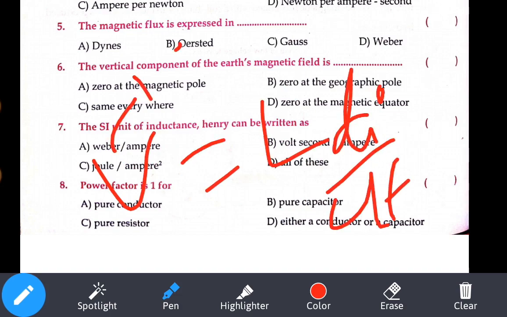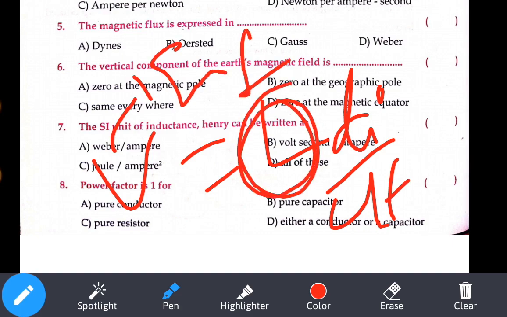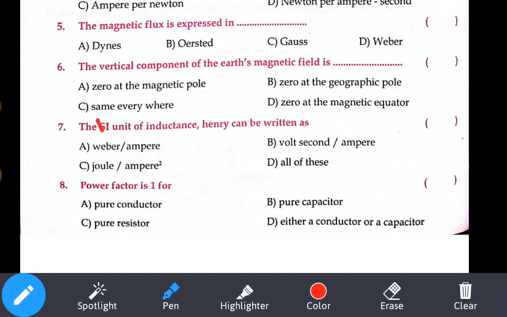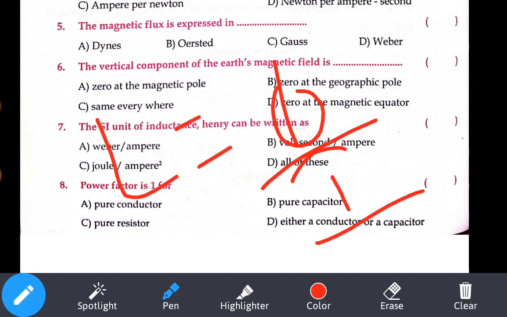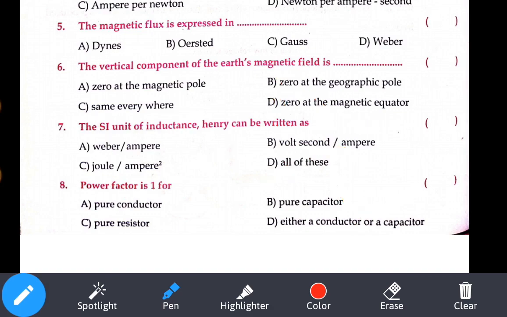V means we can say it as EMF. Here L is called the inductance. There is another formula for inductance: L is equal to phi by I. Now if you observe here, phi by I means what? Phi is measured in Weber, I is measured in amperes, so it is Weber per ampere.